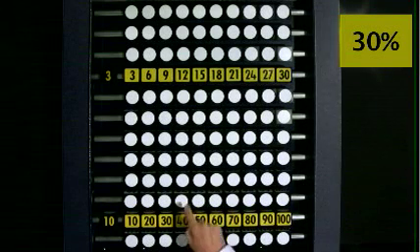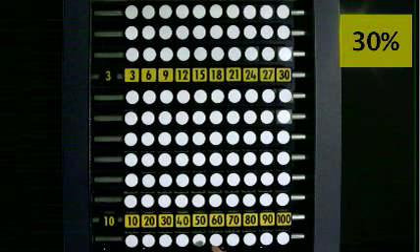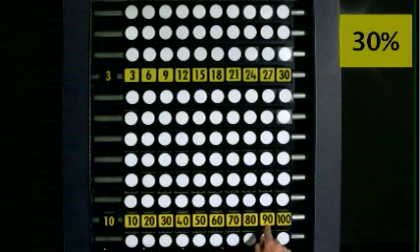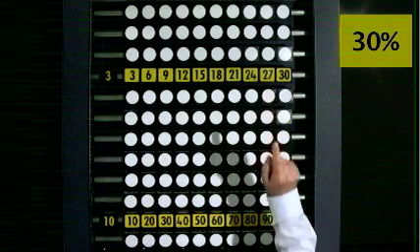30% of 40, 12. 30% of 60, 18. 30% of 90, 27.